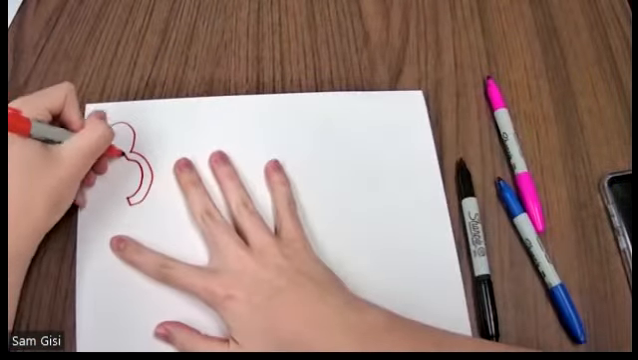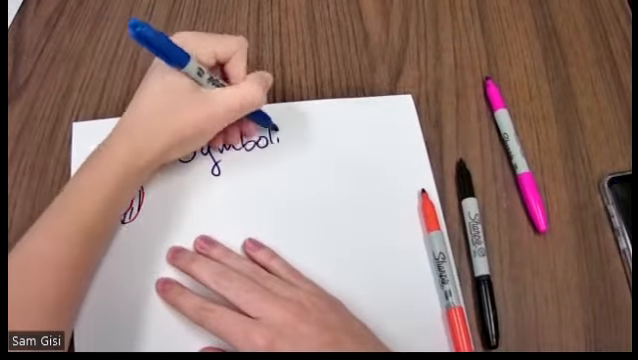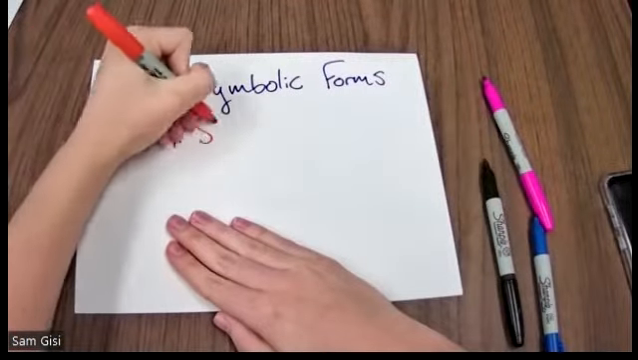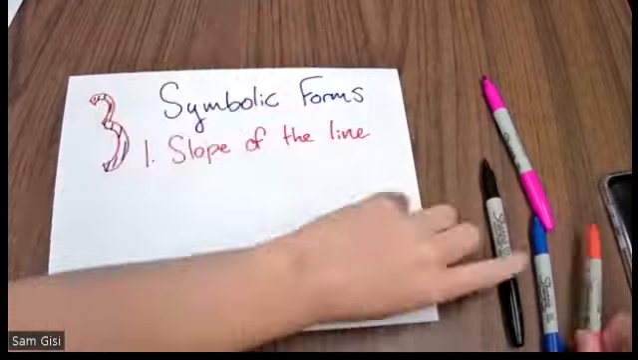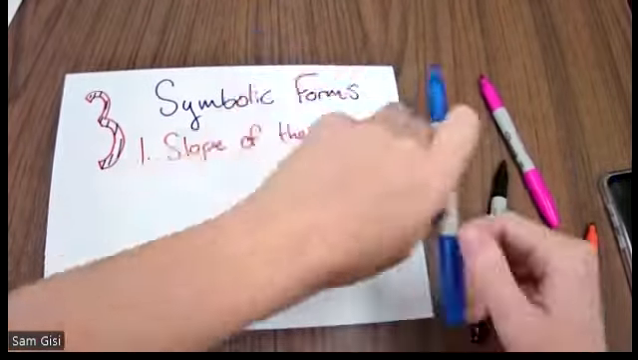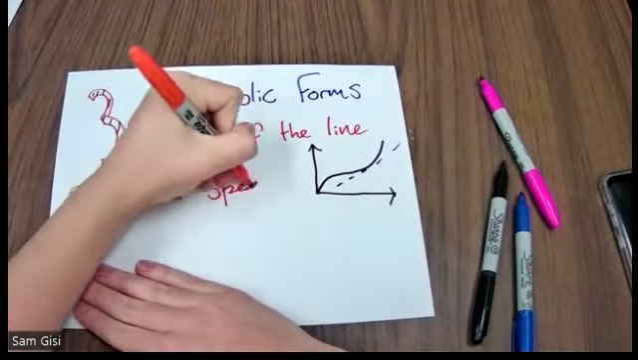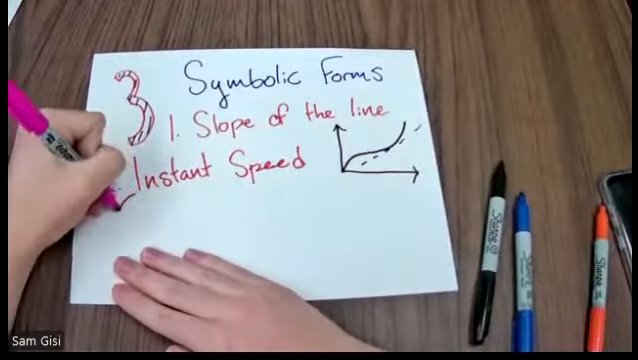Okay, there are three main symbolic forms, or ways of thinking about what the derivative is. The first is the slope of the line at any point on a function. The second, which is related to the first, is the instant speed. And an example of this in real life is actually your speedometer in your car. It gives you the instant speed, or the speed that you are currently at any one point.